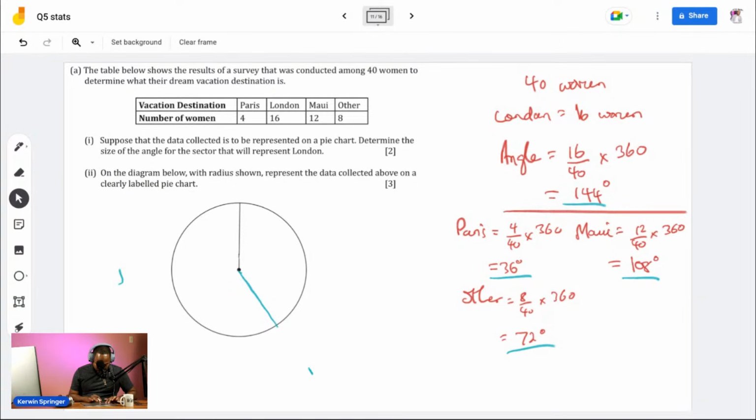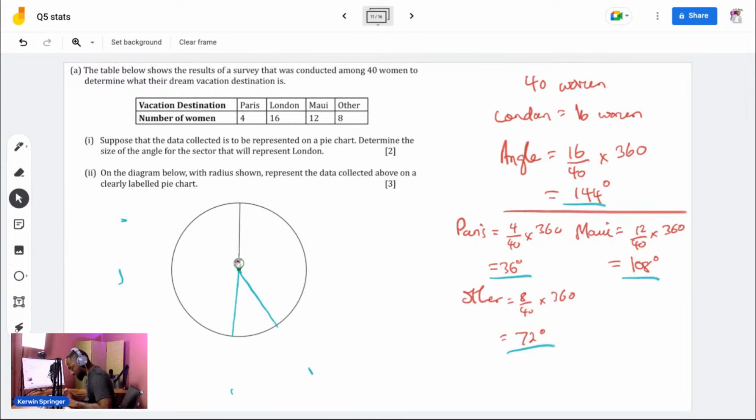Then you have the 36 to do. It's about here. I can see little random smudges come across on my screen because my finger is touching it. And then 108, that's Maui. 108 goes about there. And then 72 will be the remainder. I feel like I could figure that out.